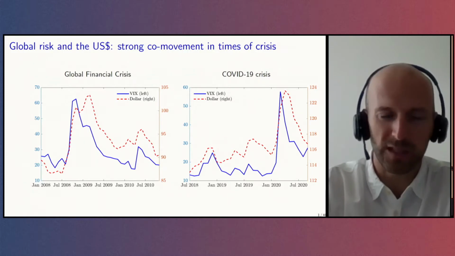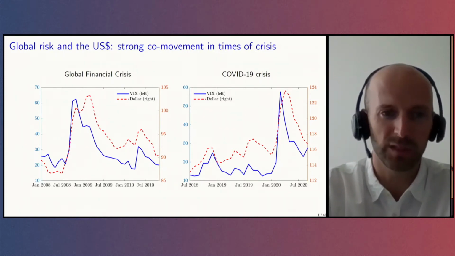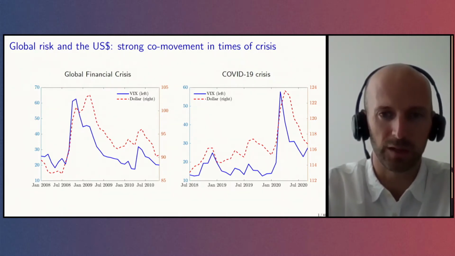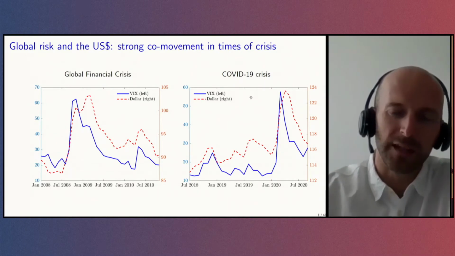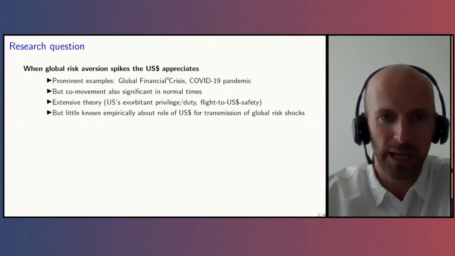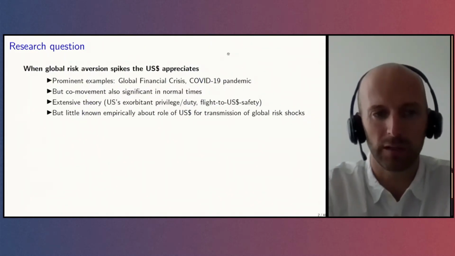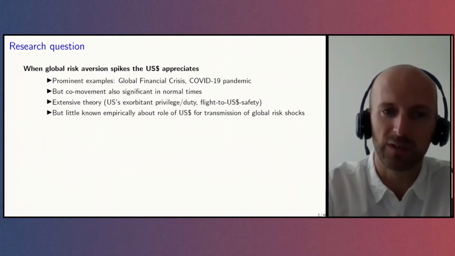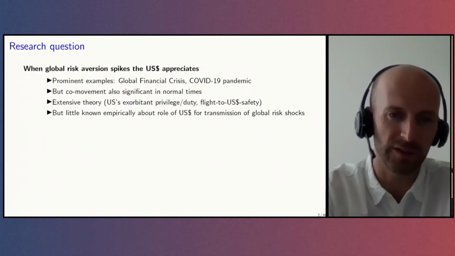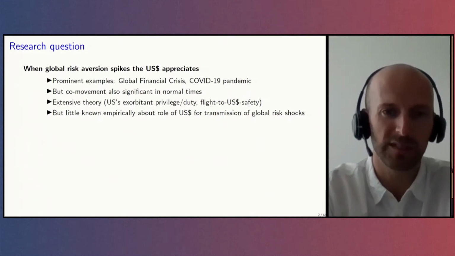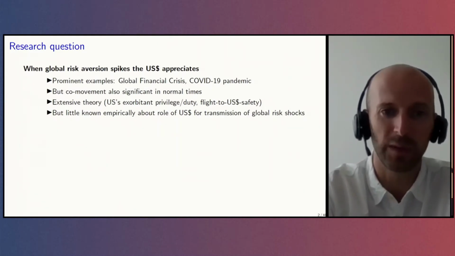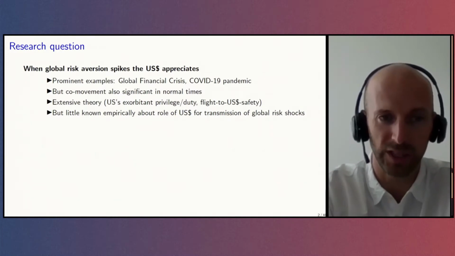Now, what you can see quite strikingly in both cases is that there was a sharp spike in global risk aversion, and with a slight temporal delay, there was a pretty sharp dollar appreciation at the same time. Now, of course, these are very prominent, almost unique events. But even if you look at normal times, if you look at longer stretches of time, then you will still get this co-movement between dollar appreciation and rises in risk aversion. There's also some variation across subsamples, but still you get that pattern that whenever the VIX or the VXO goes up, there's also an appreciation in the dollar exchange rate on average.